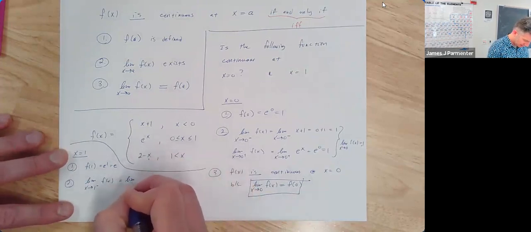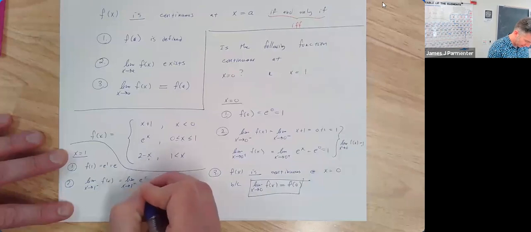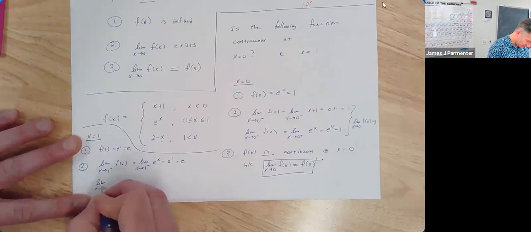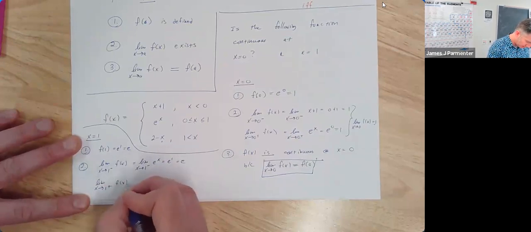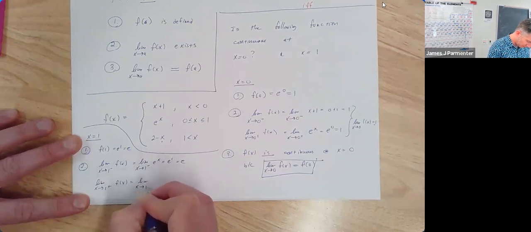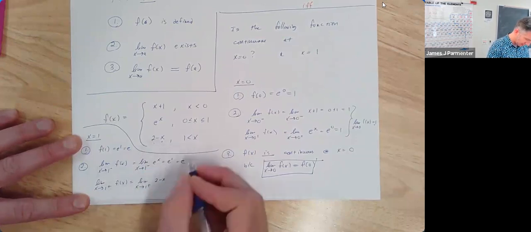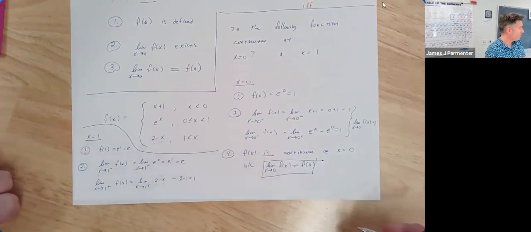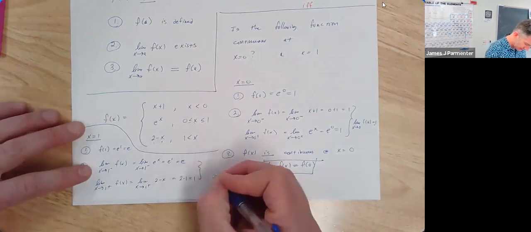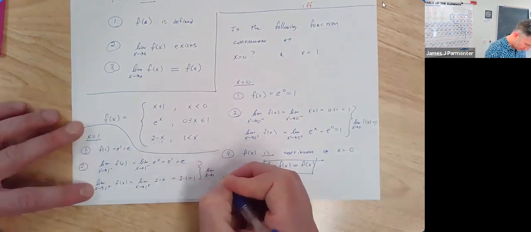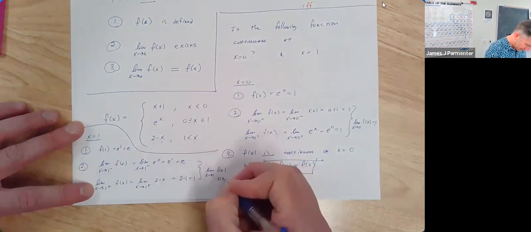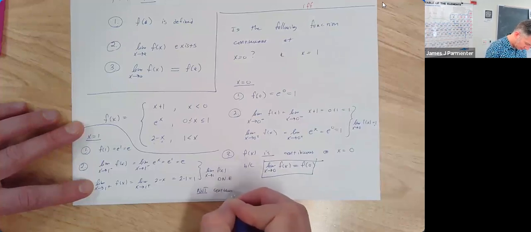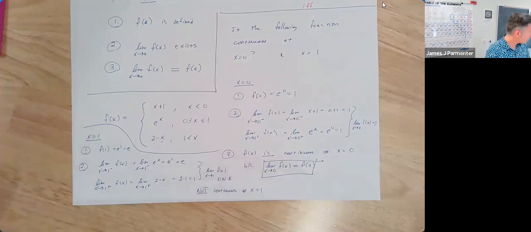The limit as x approaches 1 from the left of e to the x, which is just e to the 1. And then from the other side, the limit as x approaches 1 from the right of f of x is equal to the limit as x approaches 1 from the right of 2 minus x, because that's the piece where x is bigger than 1, and 2 minus 1 is 1. Those are not the same. So the limit doesn't exist. The limit as x approaches 1 does not exist. And that means we are not continuous at that point at x equal to 1.